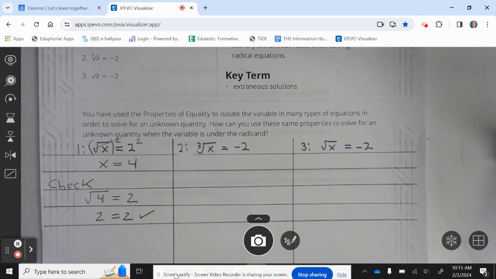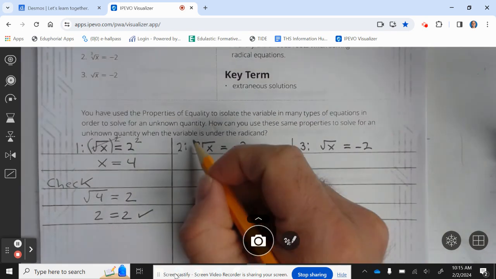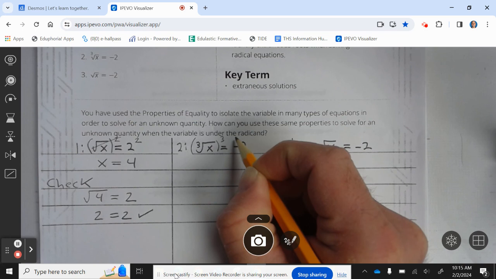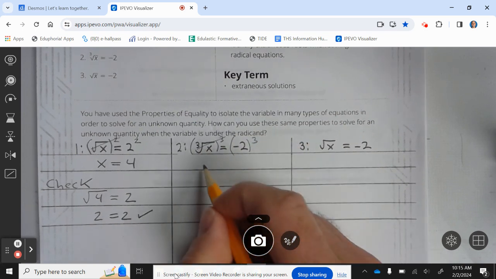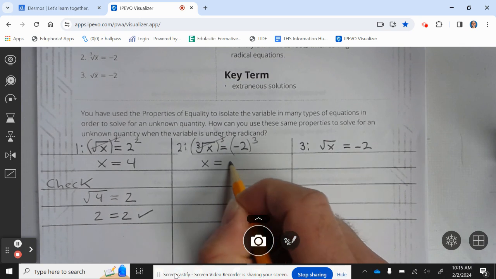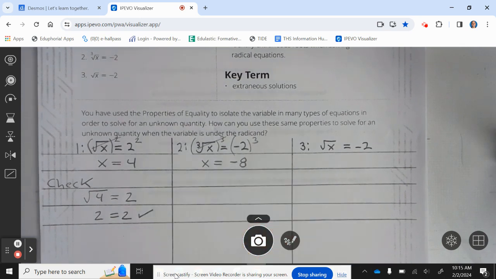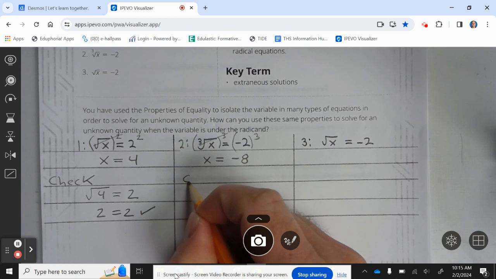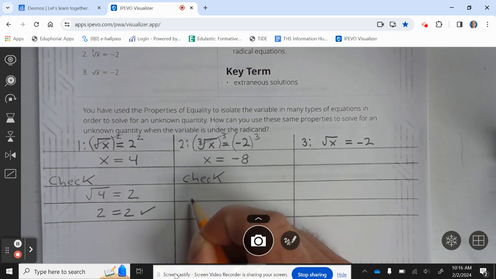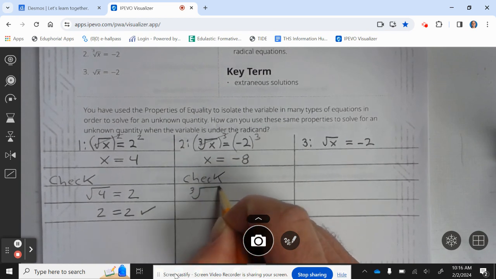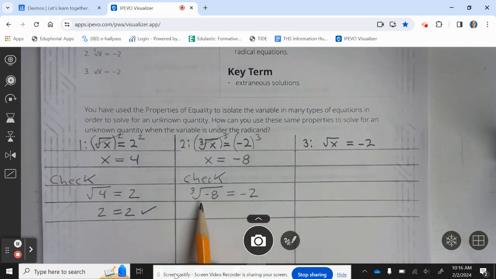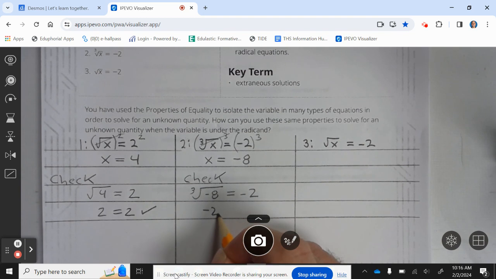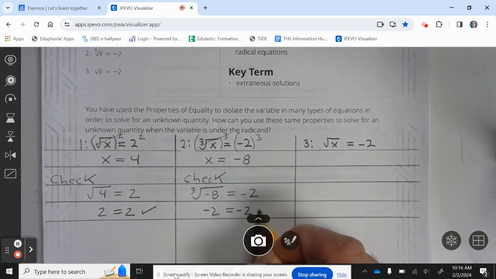All right, let's take a look at 2. So we're going to cube both sides. Cube cancels the cube root, so you're left with x equals negative 2 cubed, which is negative 8. All right, let's now check to see if that's a valid solution. So the cube root of negative 8 equals negative 2. Cube root of negative 8 is negative 2. Negative 2 equals negative 2. That checks.